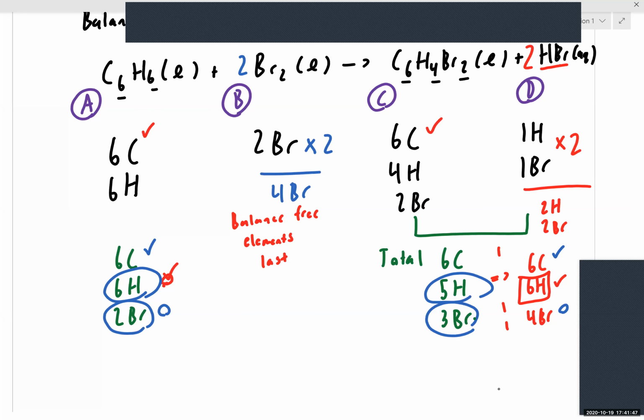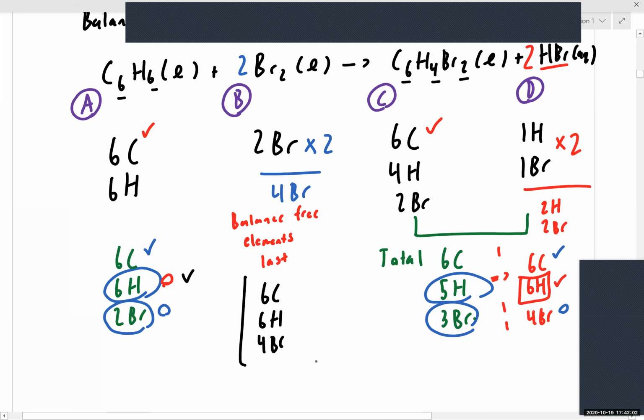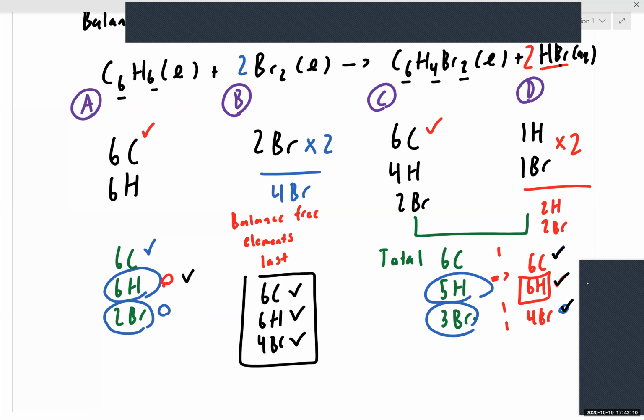Finally, we check our work. We see that we have the same number of carbon and hydrogen atoms. When we revise our count, we see we have 6 carbons, 6 hydrogens, and 4 bromines on the left-hand side. And checking our count, we see we have 6 carbons, 6 hydrogens, and 4 bromines on each side. So this equation is balanced.